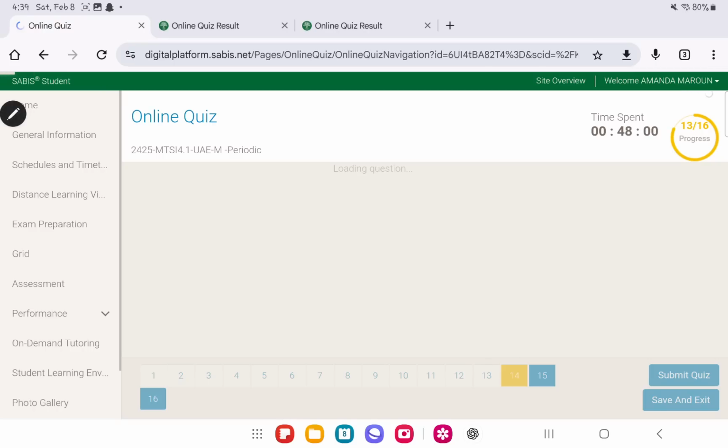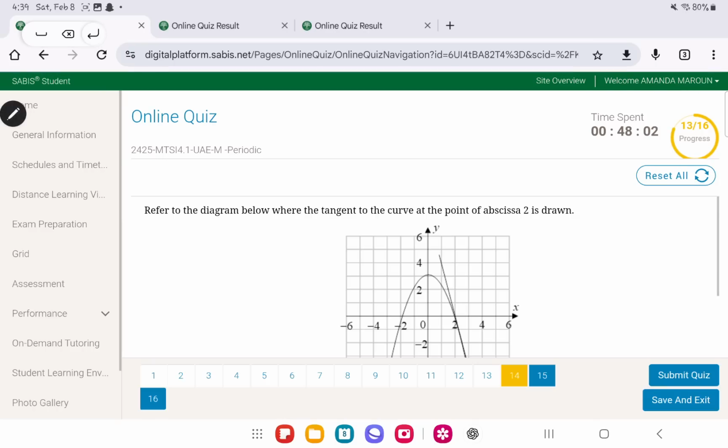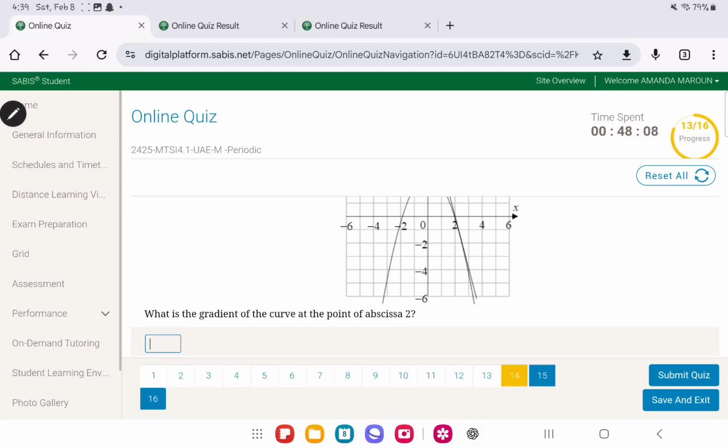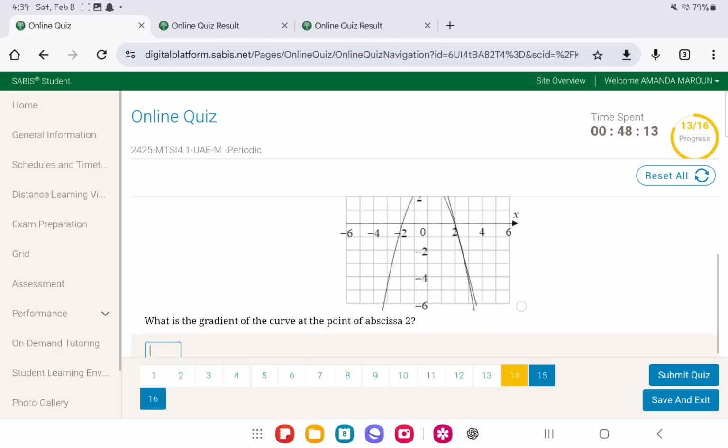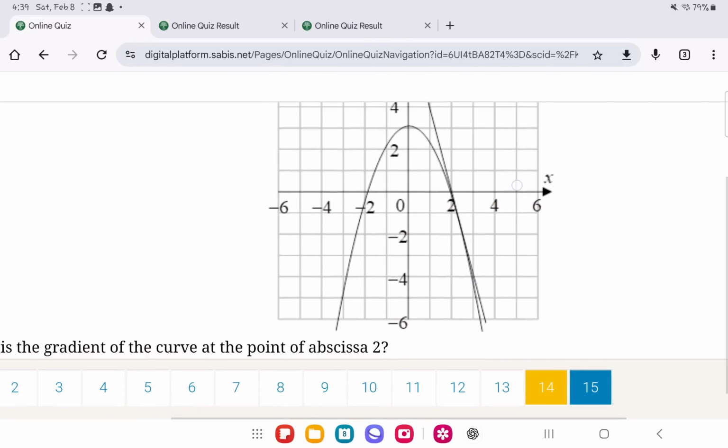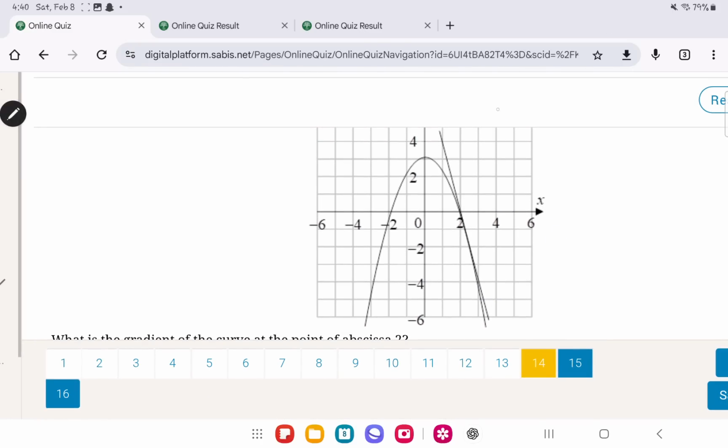Now we move on to question number 14. They said, refer to the diagram below where the tangent to the curve at the point of abscissa 2 is drawn. What is the gradient of the curve at the point of abscissa 2? So what you're going to do is take this point over here, which is the tangent. It's formed at abscissa 2, so they need us to find the gradient.